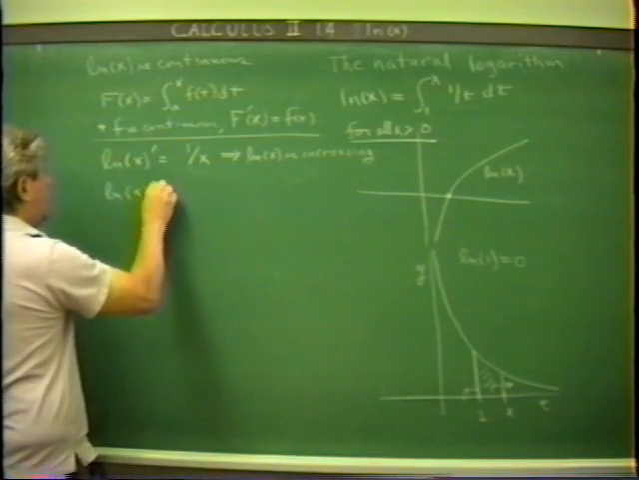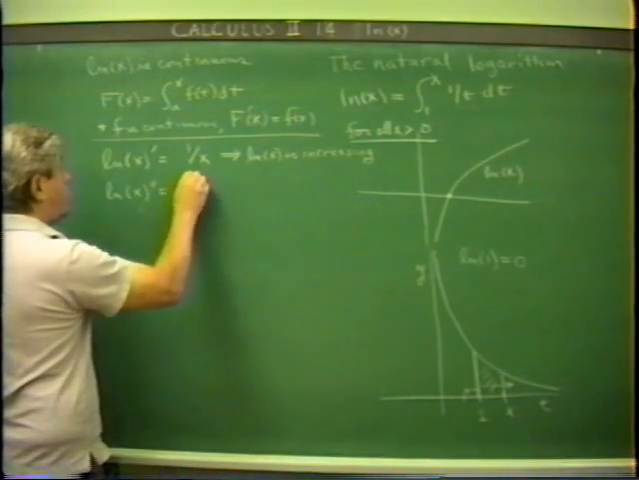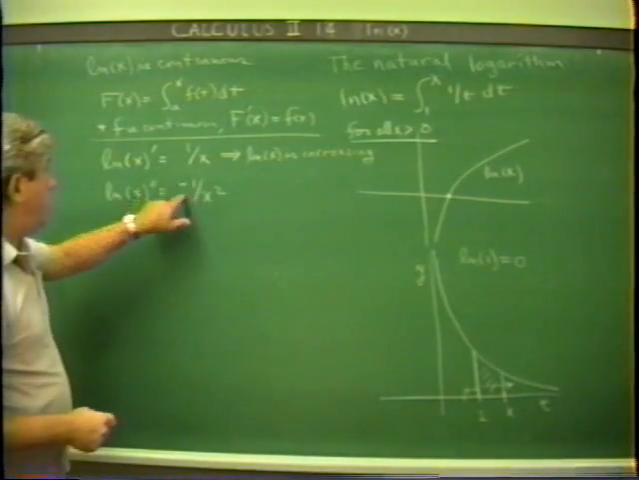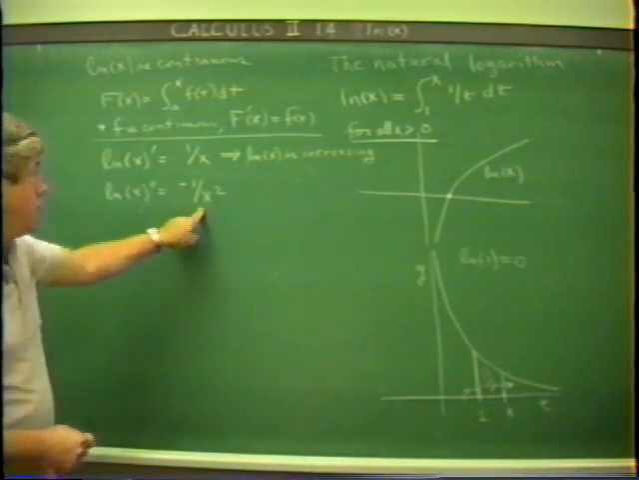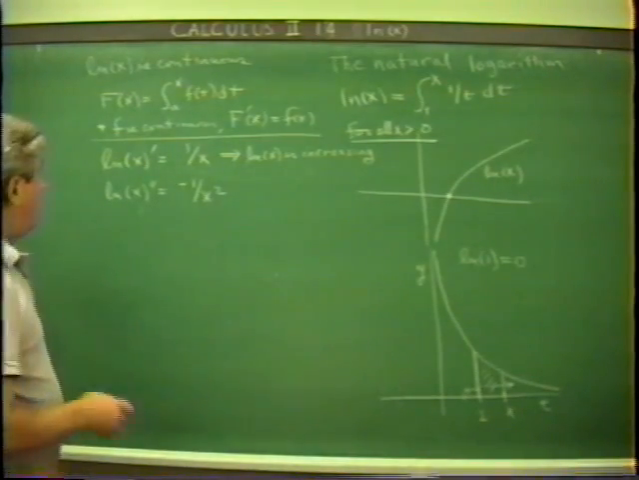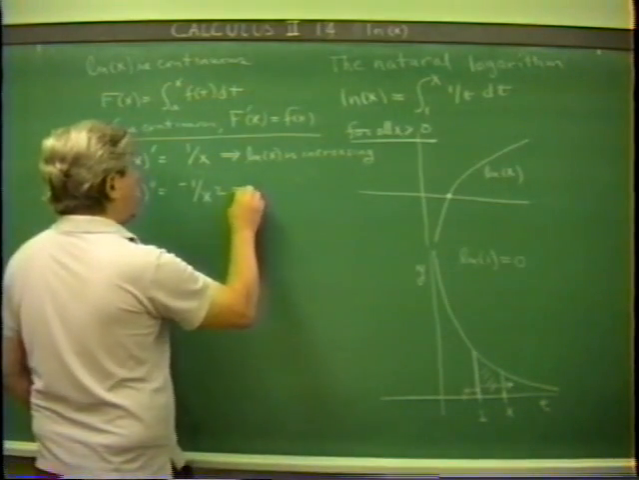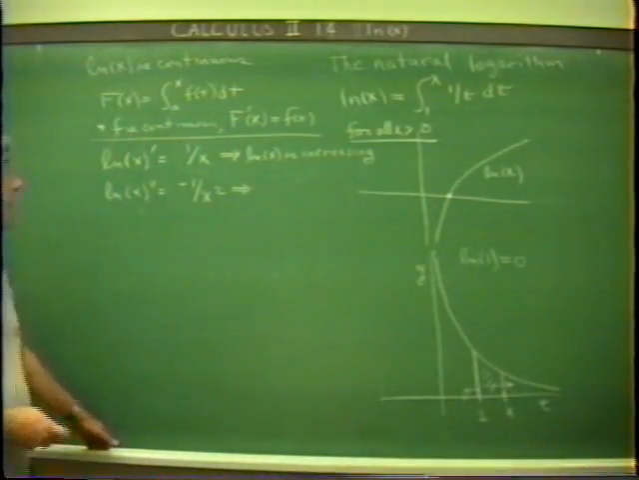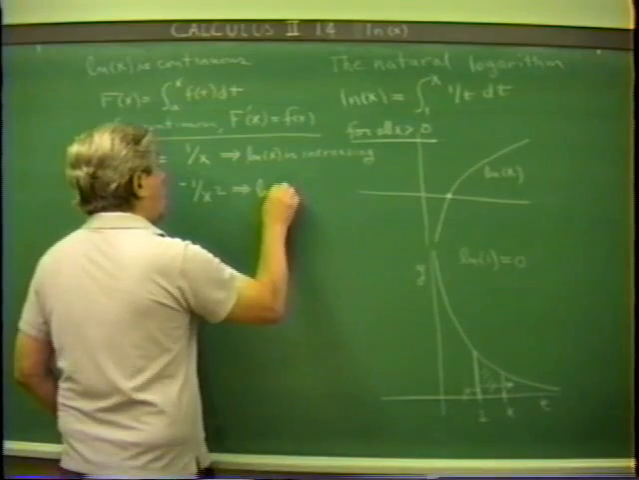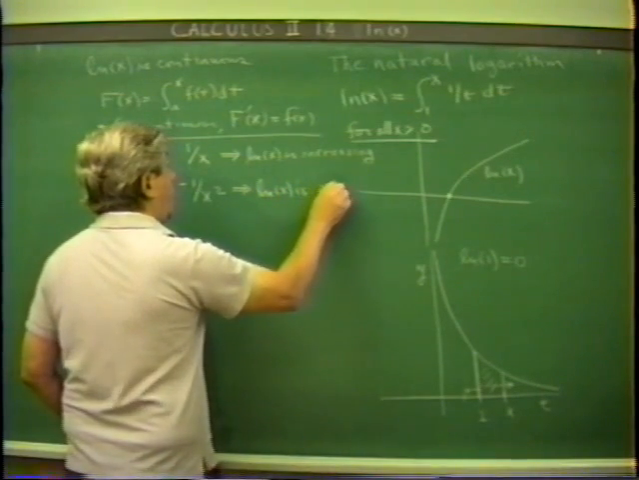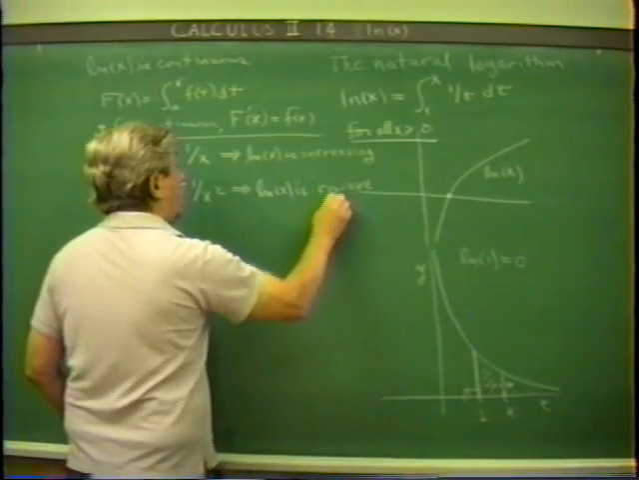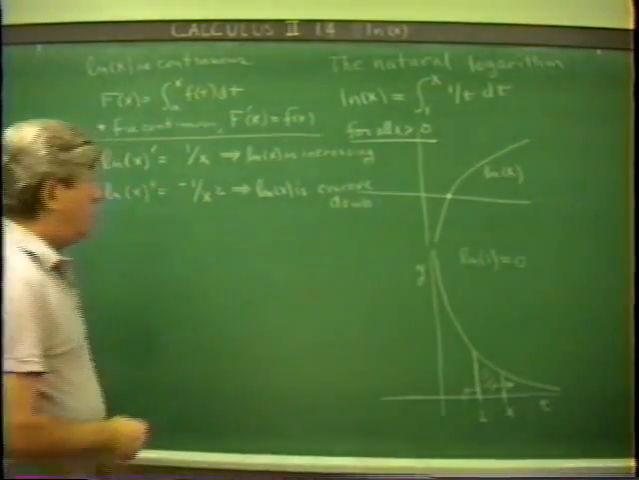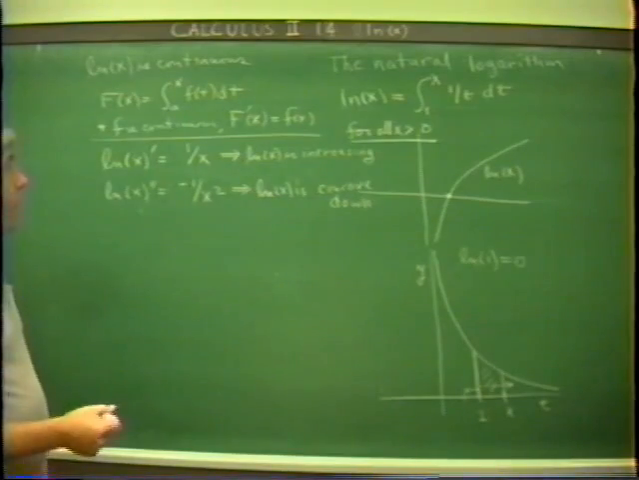Right. The second derivative of the logarithm is going to be the derivative of 1 over x, which is minus 1 over x squared. X to the minus 1, the derivative is minus 1 times x to the minus 2. So since minus 1 over x squared for x greater than 0 is negative, this implies that ln of x is concave down. So I've drawn it like this.